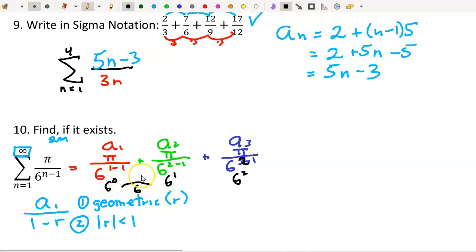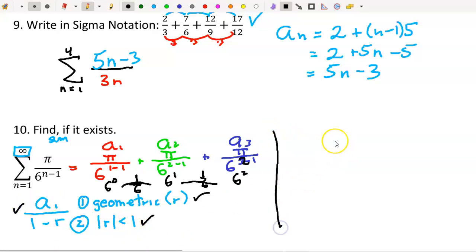But since it's on the bottom, it's really 1/6, because the top doesn't change. To go from pi to pi, you're multiplying by 1. So my r here is going to be 1/6. Alright, so now I determine it's geometric because 1/6 works several times, so I got that. And yes, 1/6 is less than 1, so yes, I can use this formula.